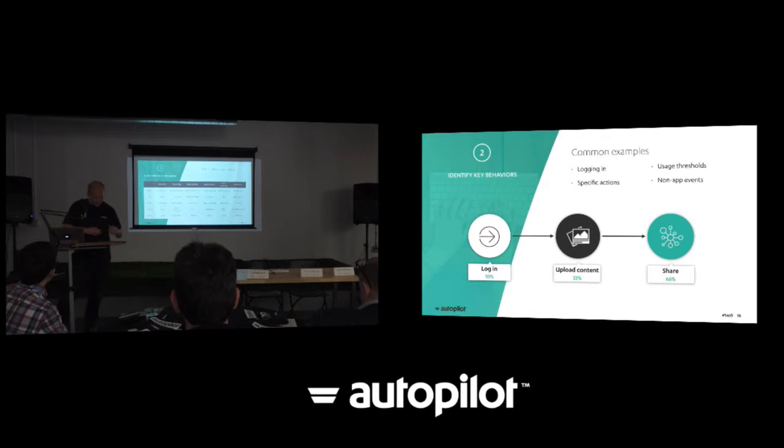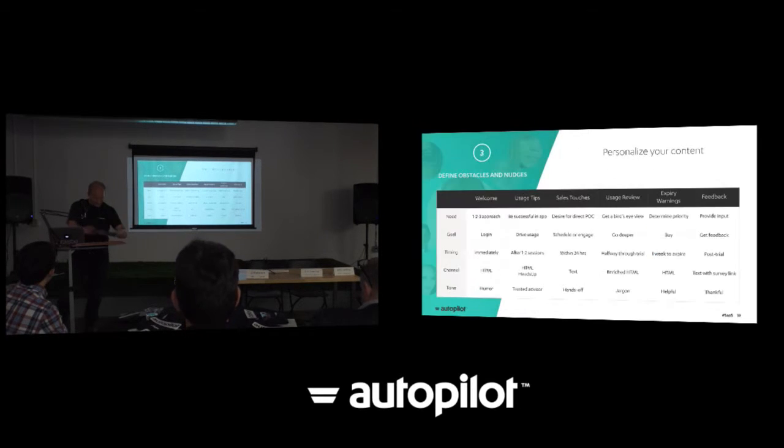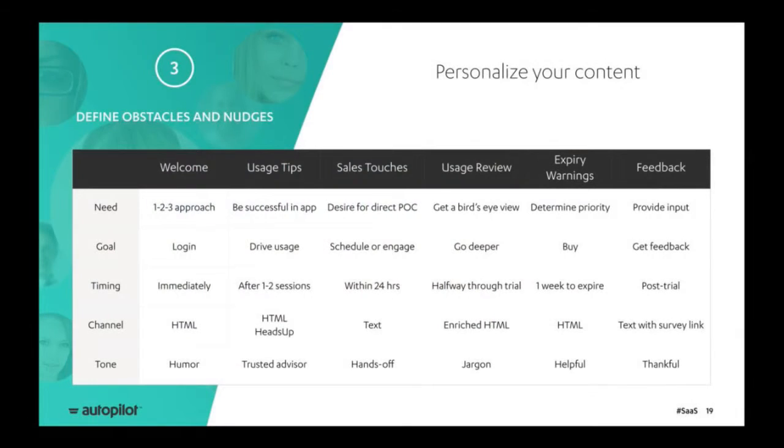So the third most important is, and this is a pretty heavy looking slide, so just speaking at a high level, most trials will include some or all of these different types of messages. A welcome, so welcome to your company, to your service. Usage tips, so consider ways in which you can become more successful in the application. Sales touches, so these would be outreach emails coming from sales or success members. Usage review, a really highly successful email, and I'll show some examples in a second, that comes mid-trial that you can use to sort of reward and motivate power users as well as help non-users recognize the opportunities.